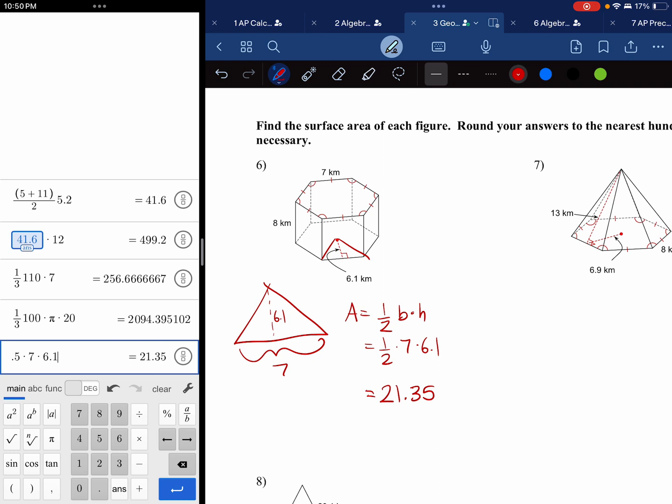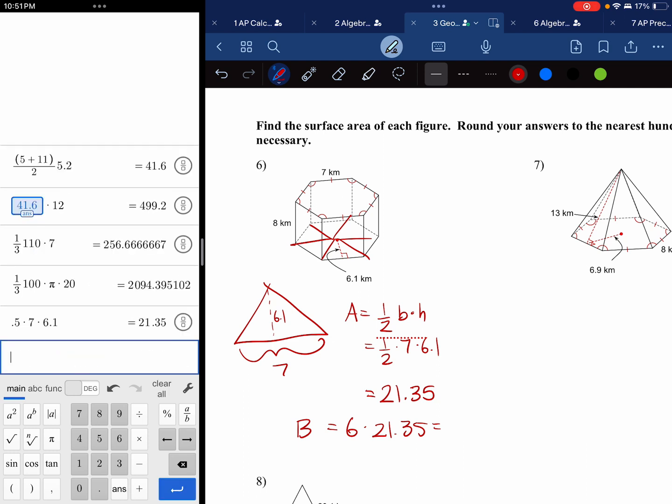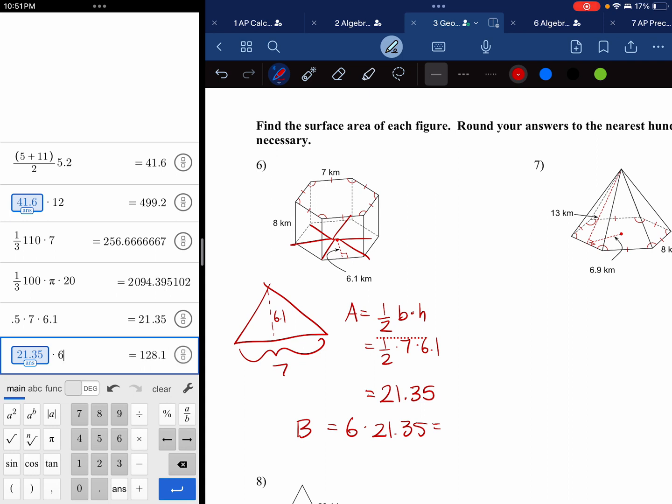And how many of those triangles are there? Well, it's a hexagon, so there's 6 of those. So I'm going to say 6 times 21.35 is the area of my base. So I'm going to say answer times 6, and that's going to be 128.1.